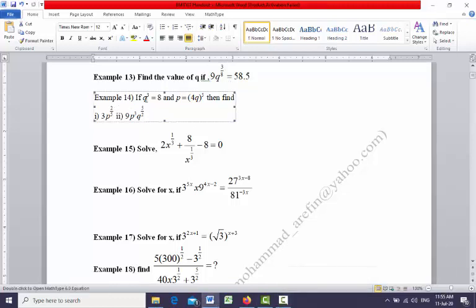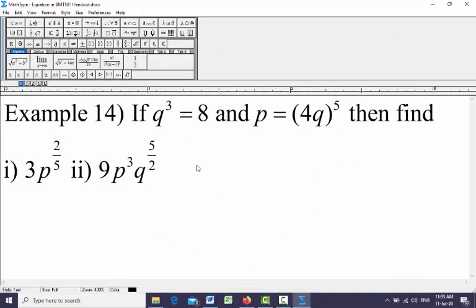Right, so now here is example 14. If Q power 3 is equal to 8, and if P is equal to 4Q bracket power 5, then find the value of 3P to the power 2 by 5, and the second one is 9P cube multiplied by Q to the power 5 by 2. So we have two questions here. You need to solve them and find the values.